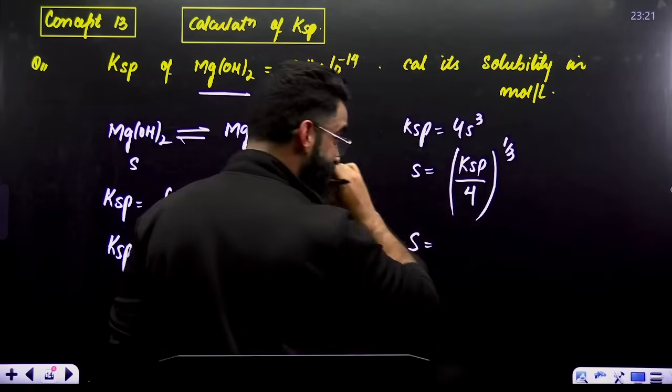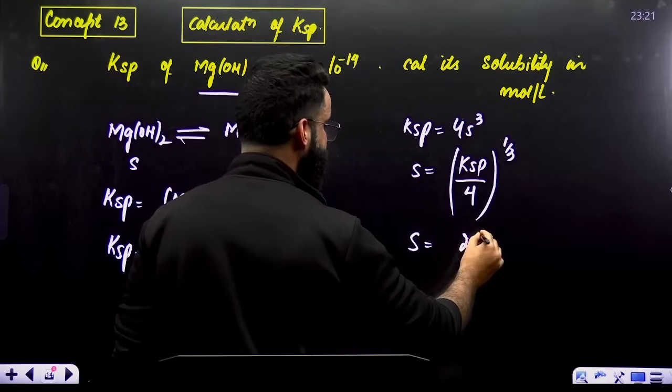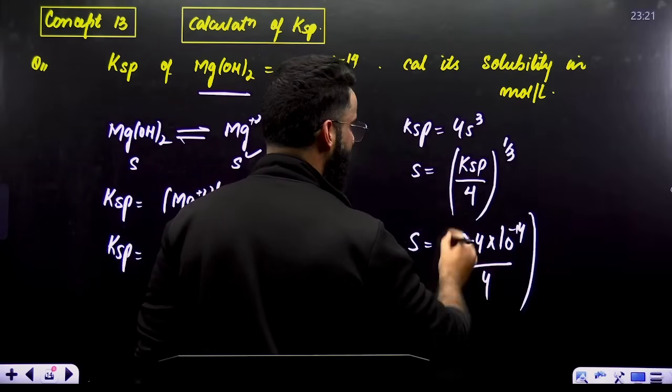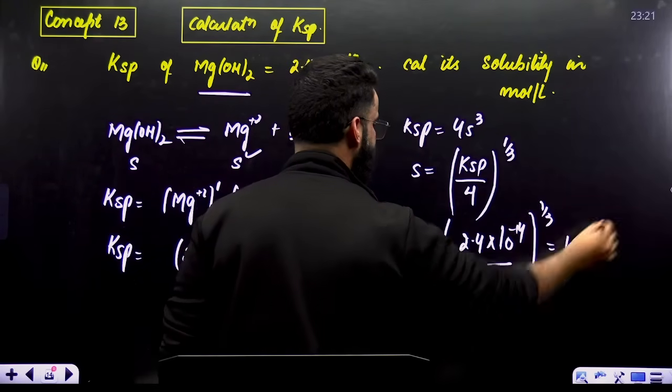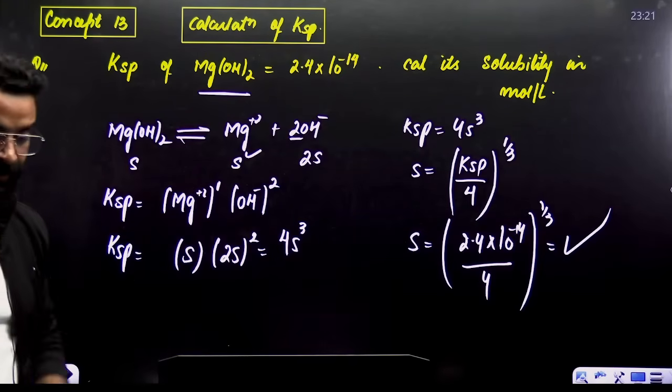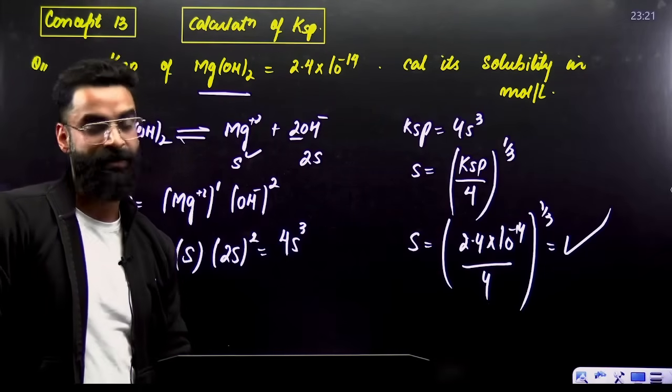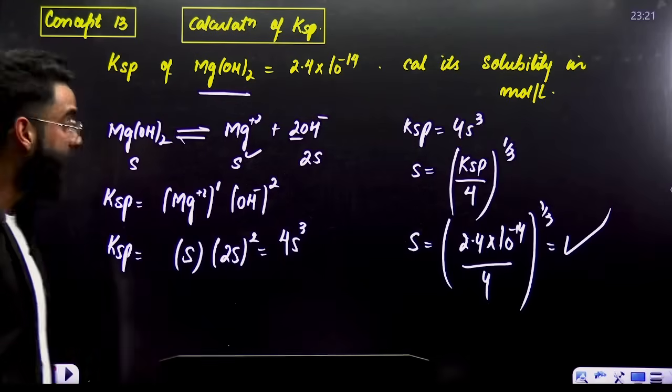Now, my dear students, as per the question, the KSP value is given as 2.4 into 10 raised to minus 14, divided by 4, whole raised to 1 by 3. Just the matter of calculation. Get the solubility which you are supposed to calculate, right? These sort of basic easy questions are asked in your NEET examination as well, right? Now, moving on to one more.